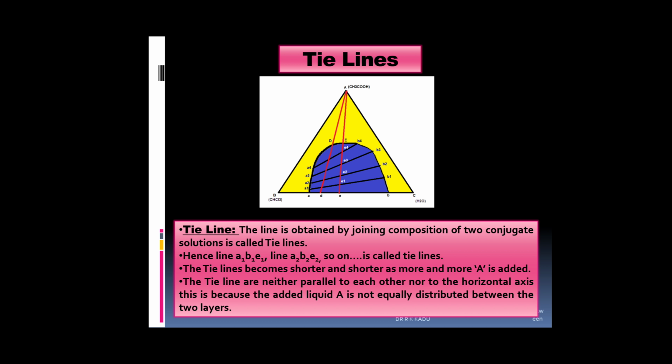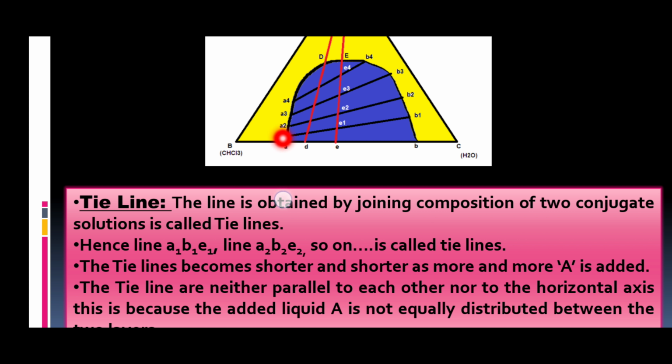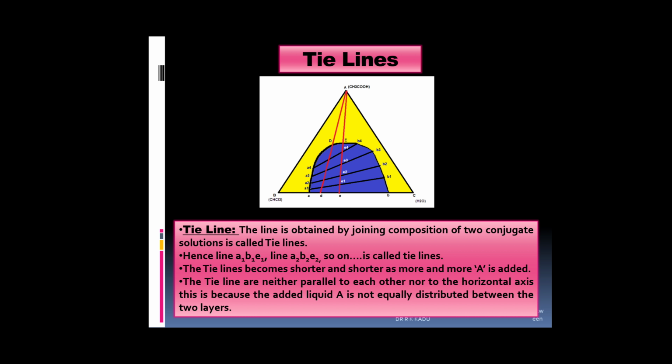Here in this phase diagram, the line a1, E1, b1 is the first tie line. Line a2, E2, b2 is the second tie line. Line a3, E3, b3 is the third tie line. And line a4, E4, b4 is the fourth tie line. As you observe very carefully the nature of the tie lines, the tie lines become shorter and shorter as more and more A is added.